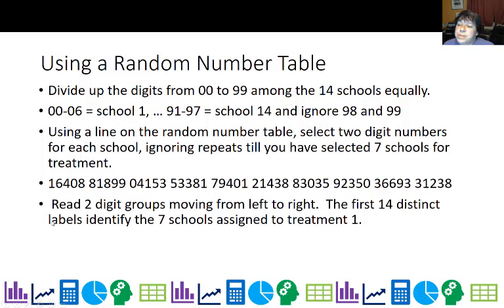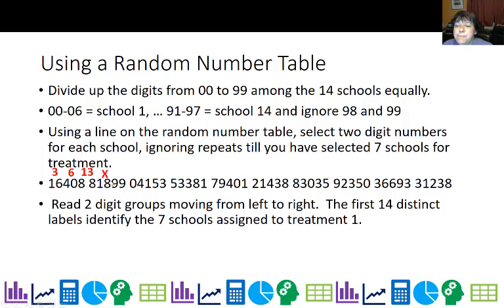So the first 14 labels identify the 17 schools assigned to treatment 1. Actually, it should be first 7. All right. So this first group, that would be group 3. So if I go 00 to 06, then 07 to 013, this would be in the 3rd group. This one would be in the 6th group, and this one would be in the 13th group. So far I have 3 different schools, school 3, school 6, school 13.